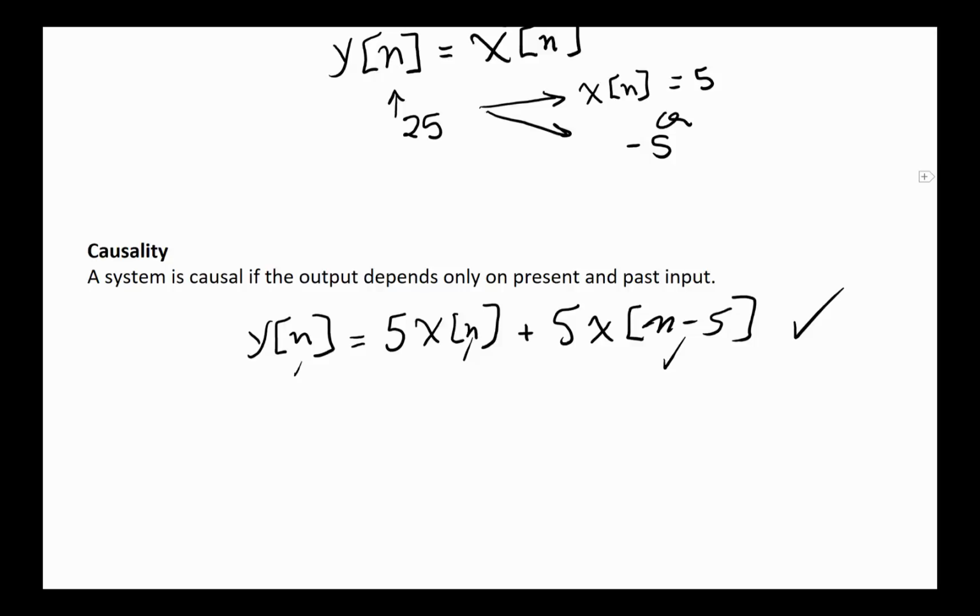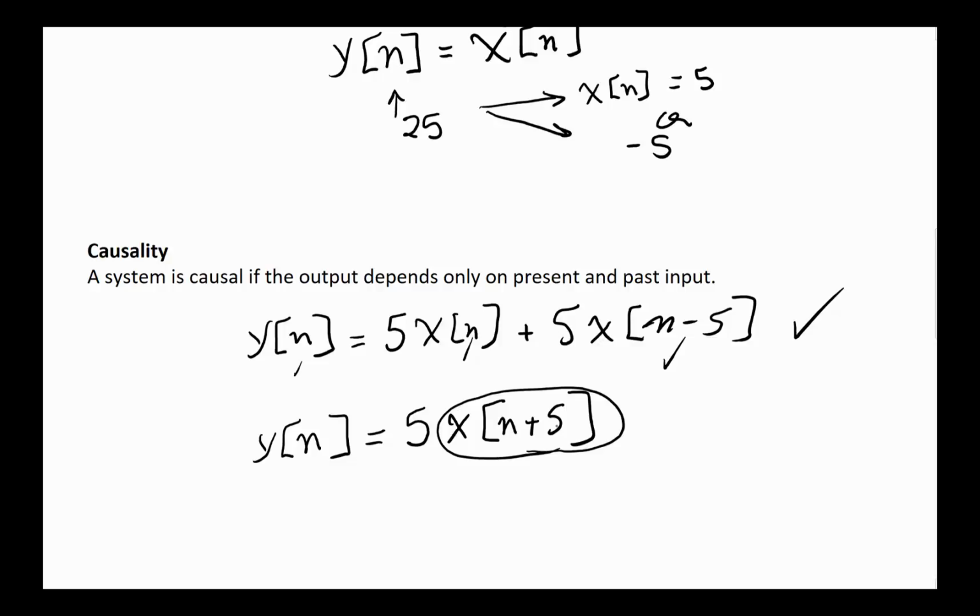Okay, now let's take a look at another one. What happens if I just change one thing? I say this is dependent on 5x of n plus 5. All of a sudden my system is non-causal because I'm depending on the future input. Because if n is equal to, let's say, 1, I'm depending on x of 6, which is in the future. So this would be a non-causal system.